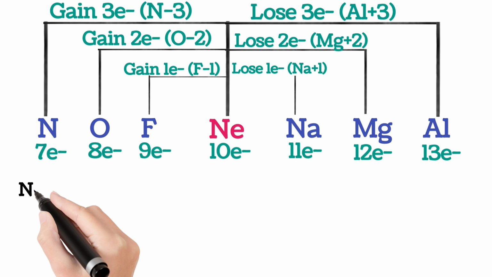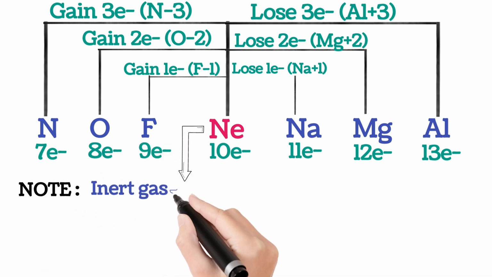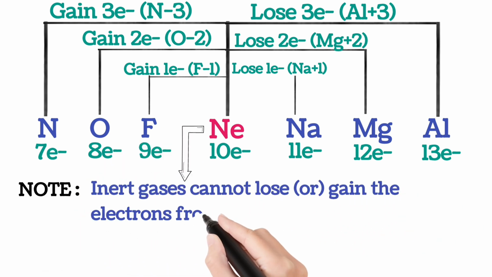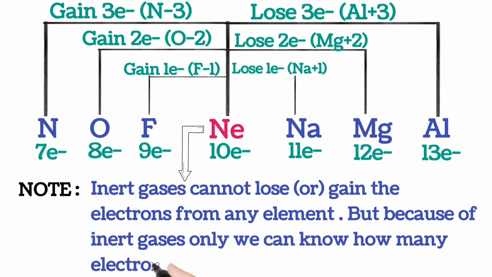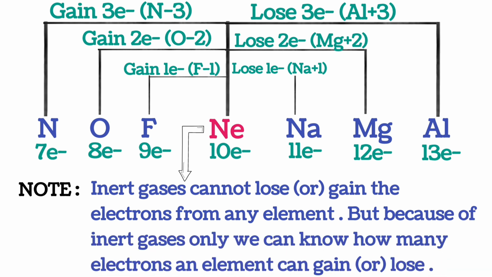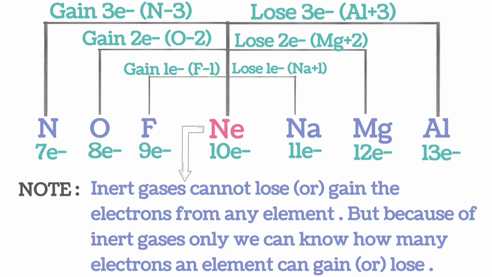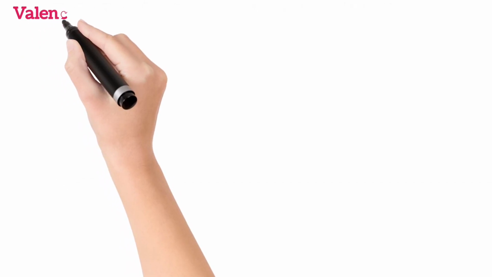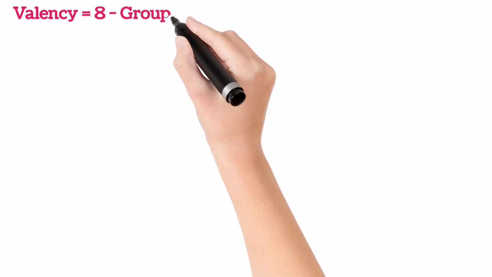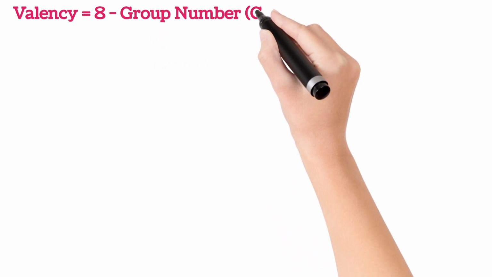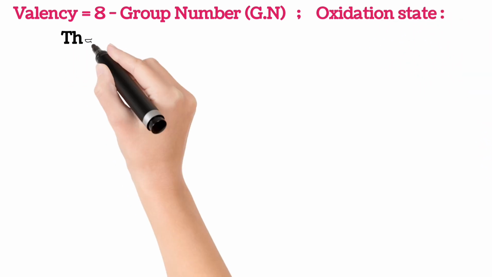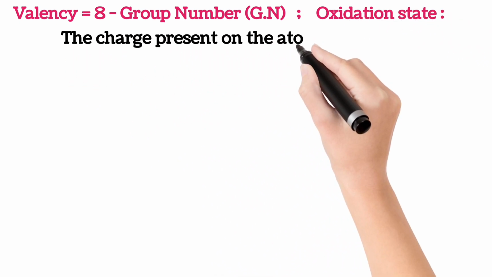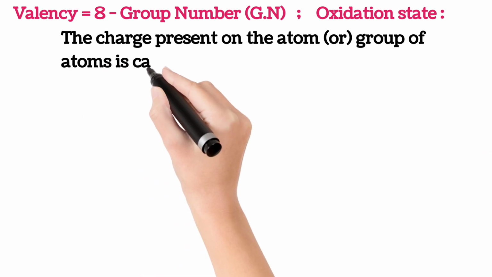In the same manner. Note: inert gases cannot lose or gain electrons from any element. But because of inert gases only, we can know how many electrons an element can gain or lose. The valency formula is 8 minus the group number. Now let me discuss oxidation state. What is oxidation state? The charge present on an atom or group of atoms is called oxidation state.